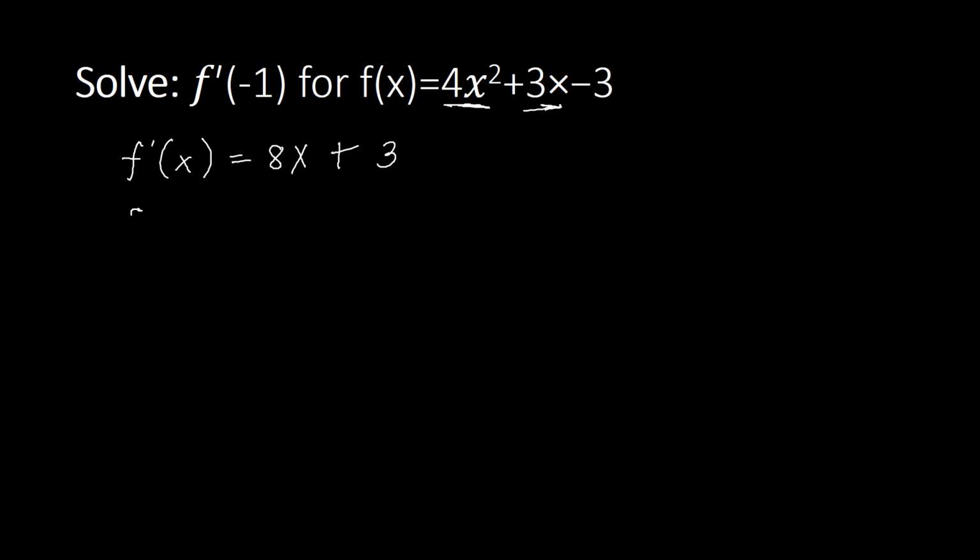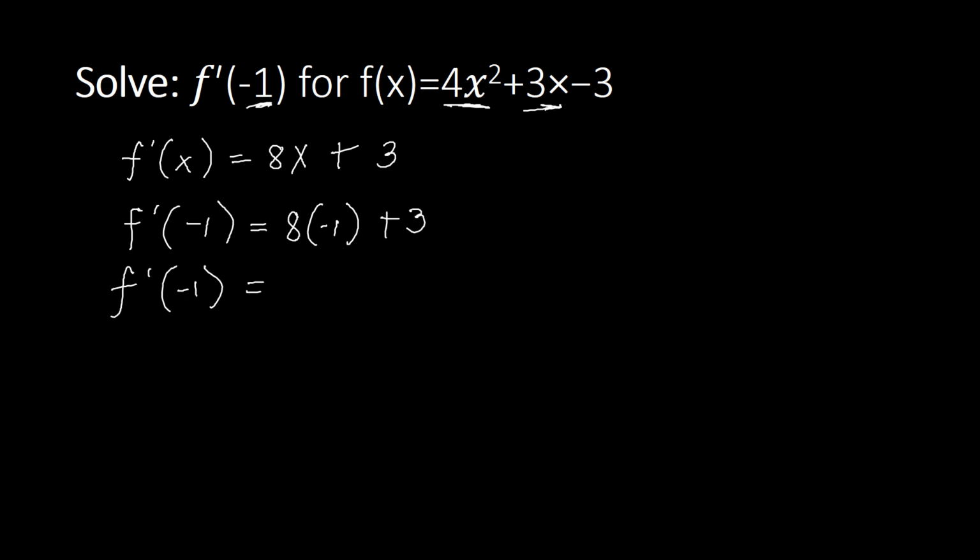After that, we are going to substitute the value of x, which is -1, on the result of our derivative. So we have 8 times -1 plus 3, that will be equal to, once we try to simplify this, 8 times -1, that's -8 plus 3. Simplifying that further, this is -5. So that will be our f prime of -1.